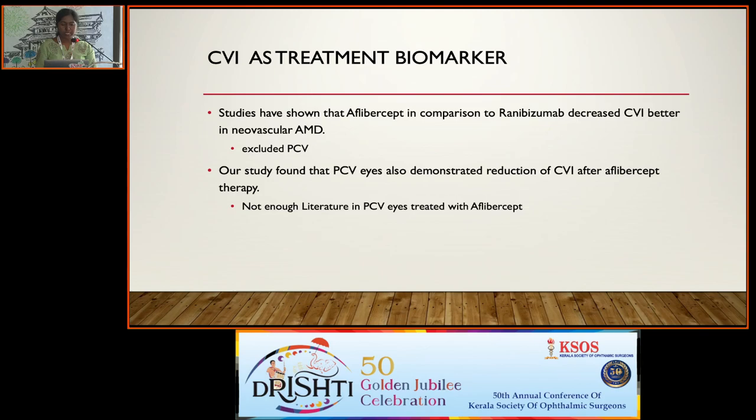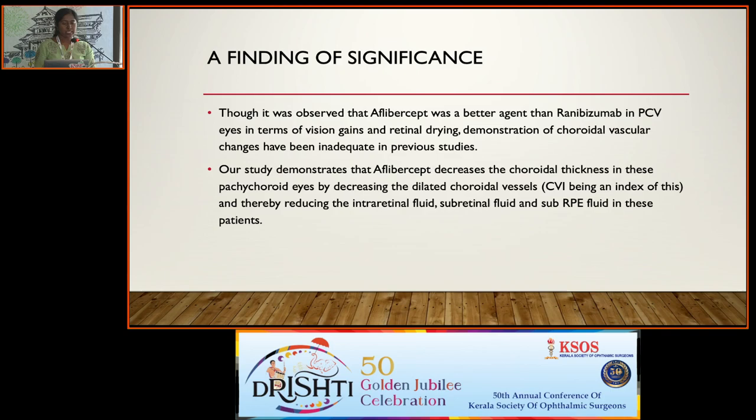Though it was observed that aflibercept was a better agent than ranibizumab in PCV eyes in terms of vision gains and retinal drying, demonstration of choroidal vascular changes have been inadequate in previous studies. Our study demonstrated that aflibercept decreases the choroidal thickness in these pachychoroid eyes by decreasing the dilated choroidal vessels and thereby reducing the intraretinal fluid, subretinal fluid and sub-RPE fluid in these patients.